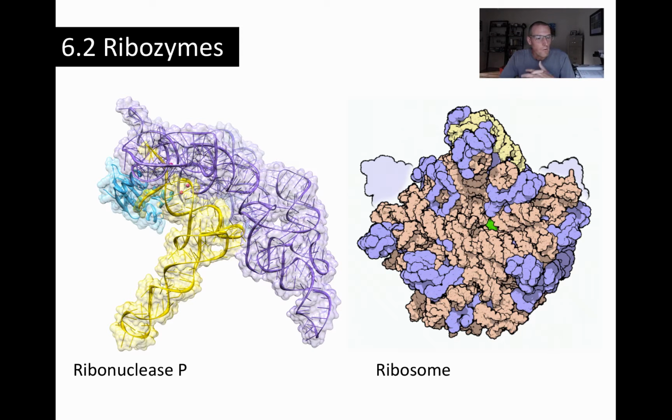So that's all that I think is kind of important about ribozymes. You can read about the history of this in your book. These catalytic RNA molecules often work in complex with protein. So that's enough on ribozymes.